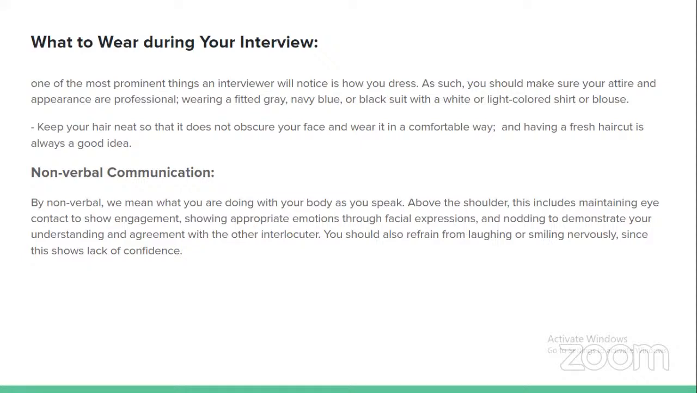Also, we talked about nonverbal communication. By nonverbal communication, we mean what you're doing with your body as you speak. Above the shoulder, this includes maintaining eye contact to show engagement, showing appropriate emotions through facial expressions, and nodding your head to demonstrate your understanding and agreement with the interviewer. You should also refrain from laughing and smiling nervously. This shows a lack of confidence.